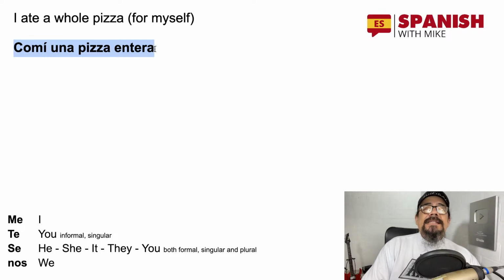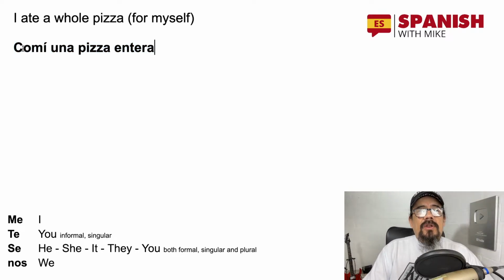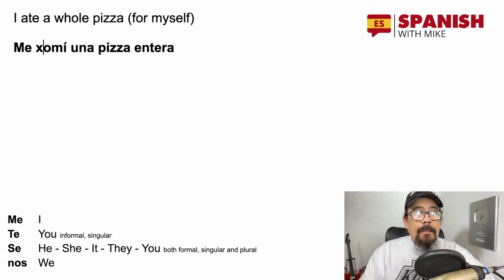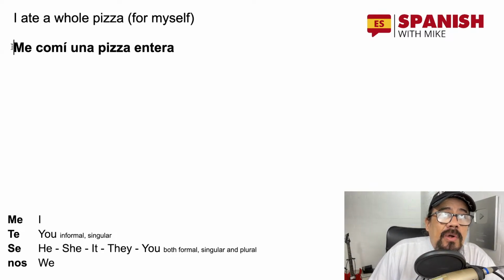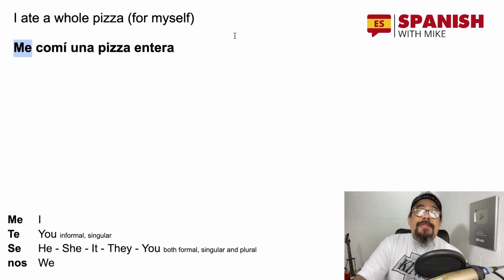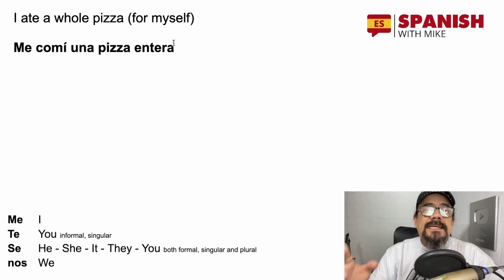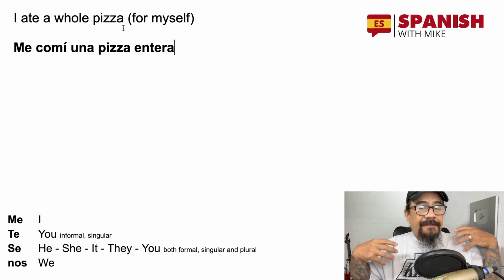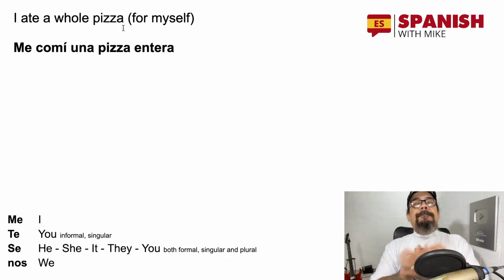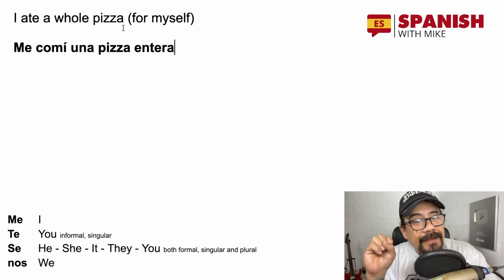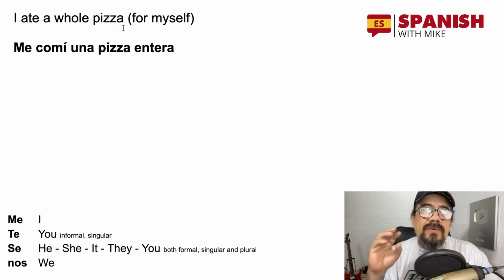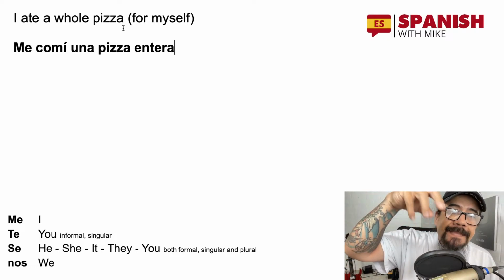But in Spanish, at least here in Colombia, we say me comí una pizza entera. And here we're using the reflexive pronoun for I, me. Me comí una pizza entera. If we were going to be very strict with the meaning, this sentence really means I ate a whole pizza for myself, for my own enjoyment, for my benefit. That's the deep meaning of this sentence, when you read between the lines.